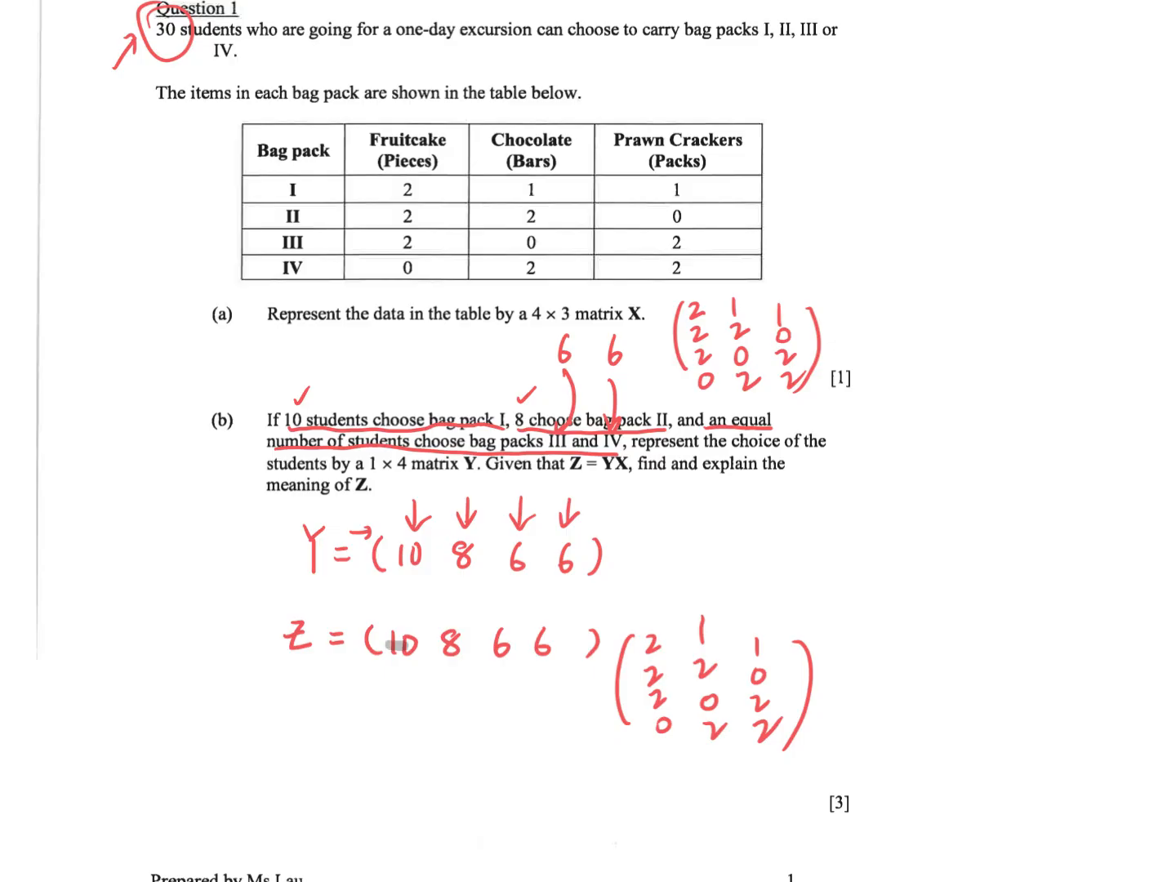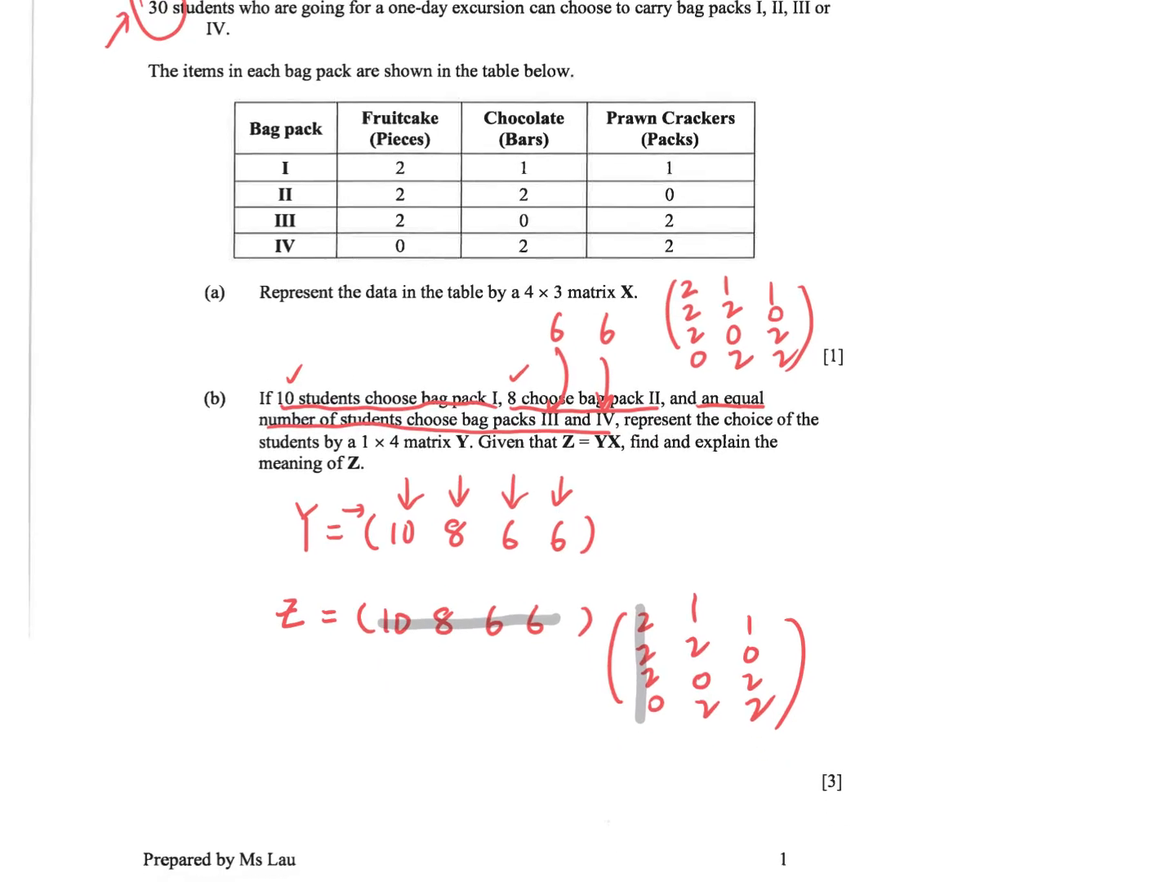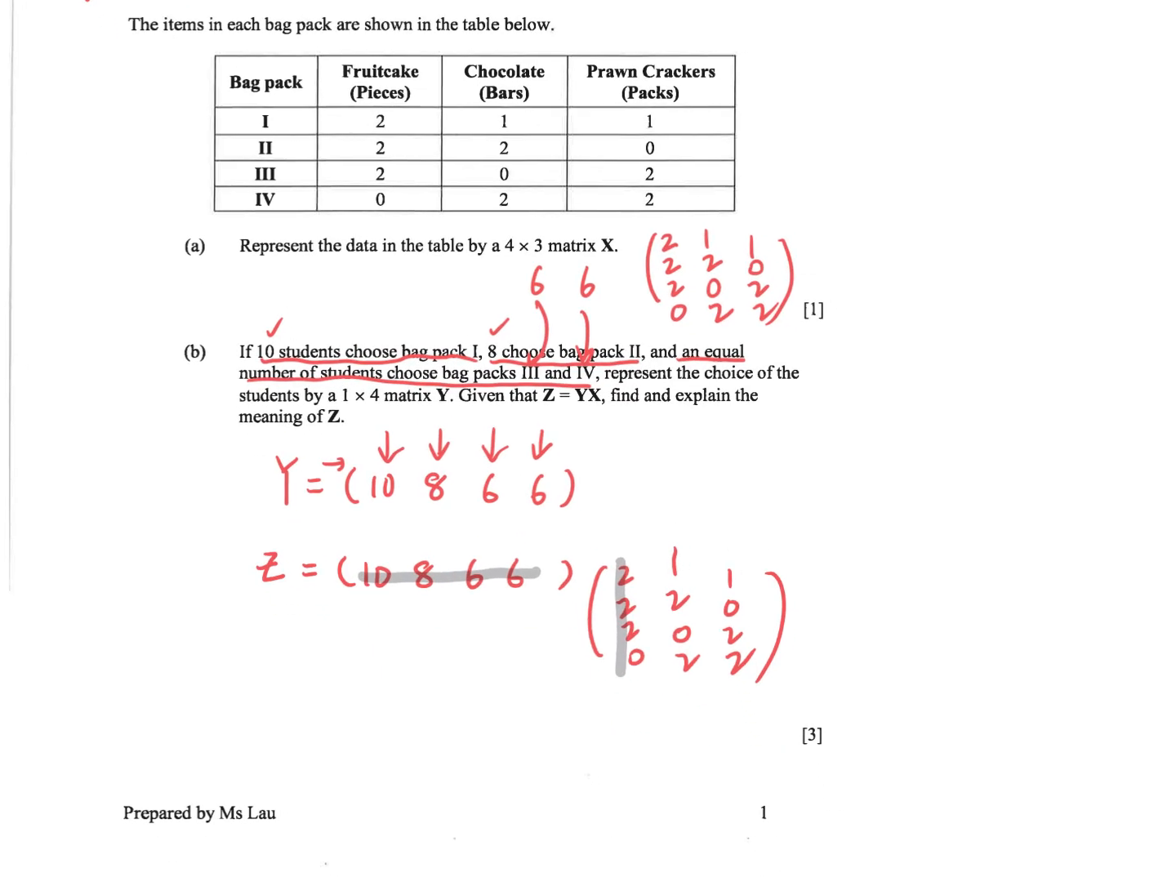Okay, so horizontal times vertical. The first entry, you will have 48. Then again, horizontal times vertical, you will get 38. And then the last horizontal times vertical, you will get 24. So these are the 3 entries. If you got it right, 1 mark, 1 mark, 1 mark.